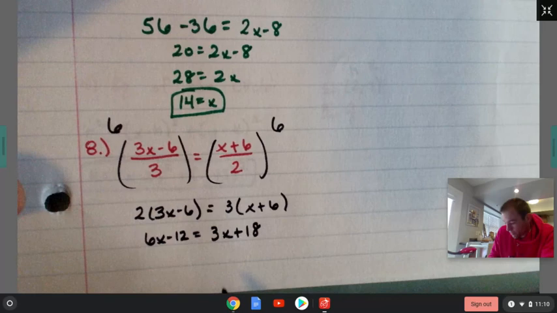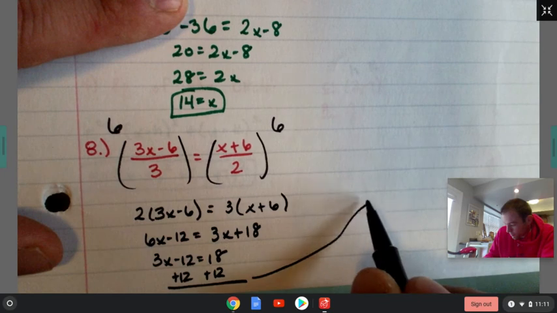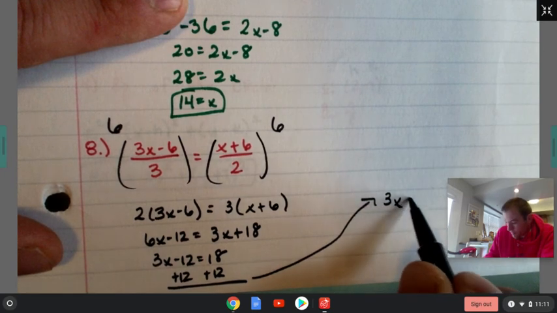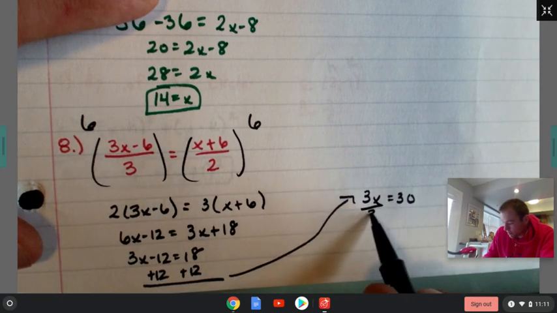And then I'm going to add 12. I ran myself out of room here. So that gives me 3x equals 30. And then I divide by 3. X equals 10.